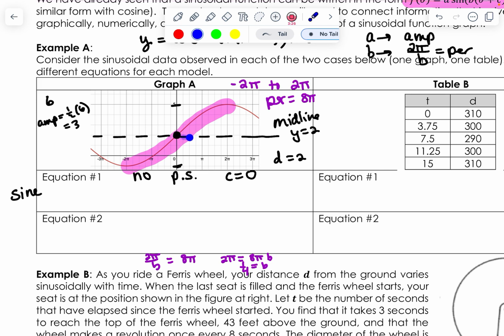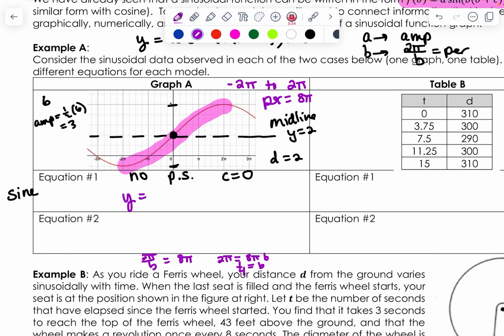And the sine curve is at the midline. Cosine is either the hill or the valley, okay? So then here's my equation. Y equals 3 sine, this is going to be 1/4. There is no phase shift, and then it's up 2.